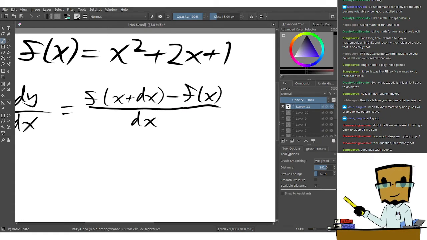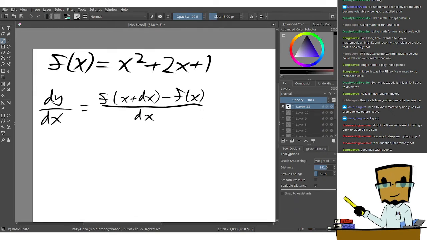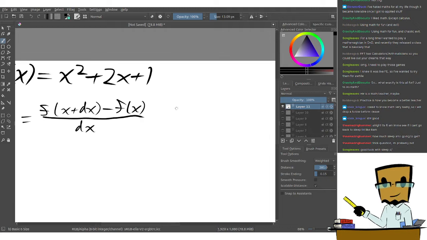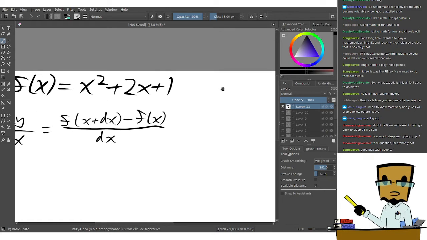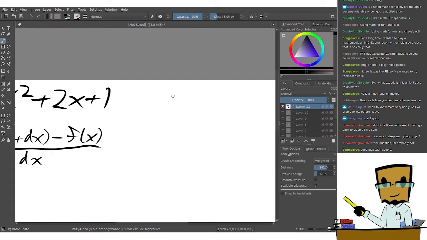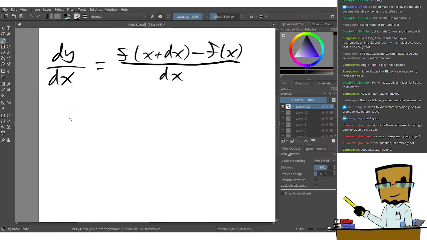Anyways. So this is why we have the whole f of x nonsense. It's because we can just substitute x for x plus dx. Delta x. So watch this. This is gonna be a bit spicy. Oh, it's gonna be long. There we go.